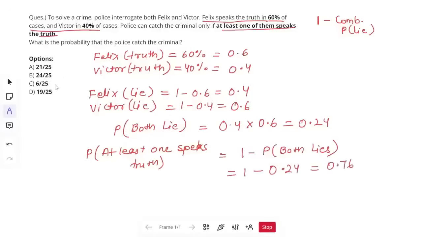Now we do not have the options in decimals, so we will convert this to fractions. So 76 by 100. Now we will cut it off. So you can cut it off, and then the final will be 19 by 25. So the correct answer is going to be 19 by 25, which is option number D for this question.